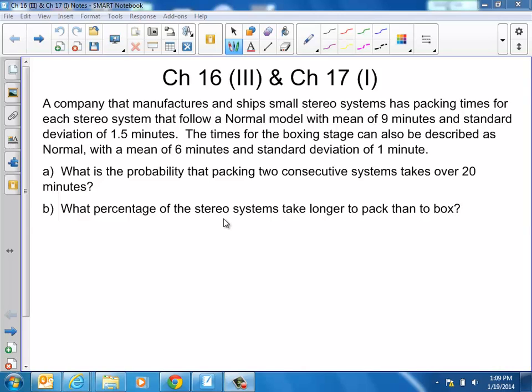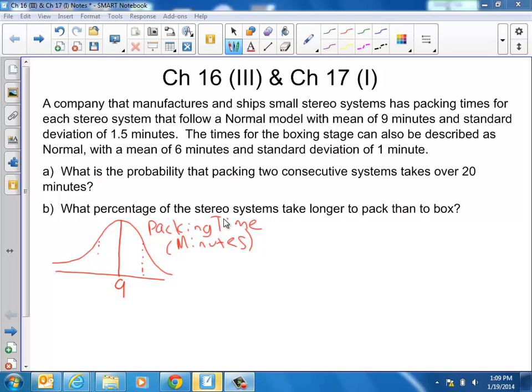Let's go with that. All right, what I want to start with is drawing the normal model. It's been a while since we've done this. We're going to do this more second semester actually than we did the first. So we are told that the packing time for each box, let's label this. Packing time in minutes follows the normal model, they said, with a mean of 9 minutes and standard deviation of 1.5.